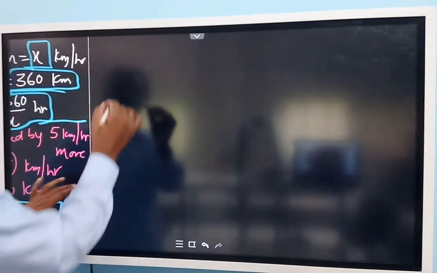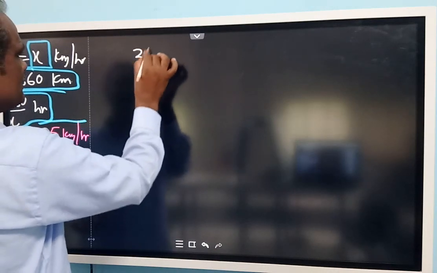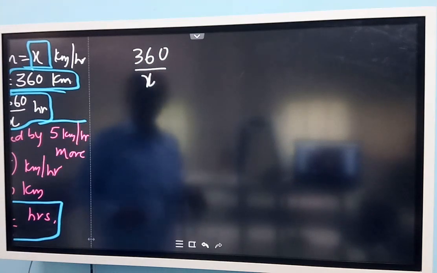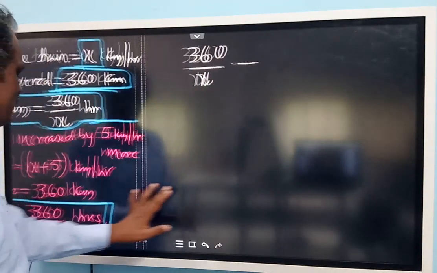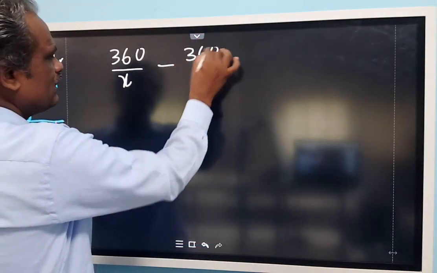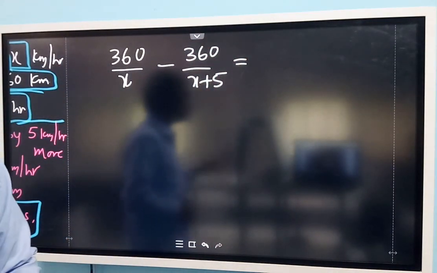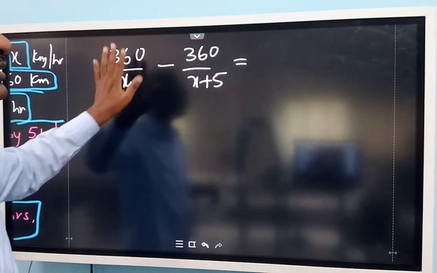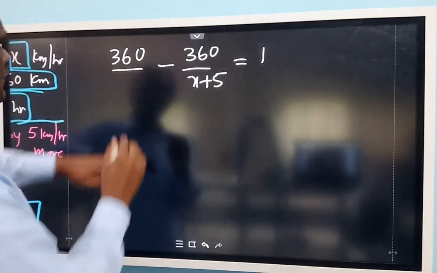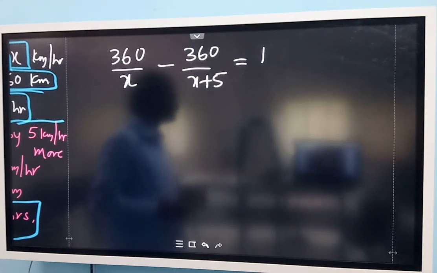So let us write this 360 divided by x. This is the time taken with the original speed minus time taken with the new speed, 360 divided by x plus 5. The difference is given: it would have taken 1 hour less, means the difference between these two is 1. So now you got the equation 360 divided by x minus 360 divided by x plus 5 is equal to 1. This is an equation now.